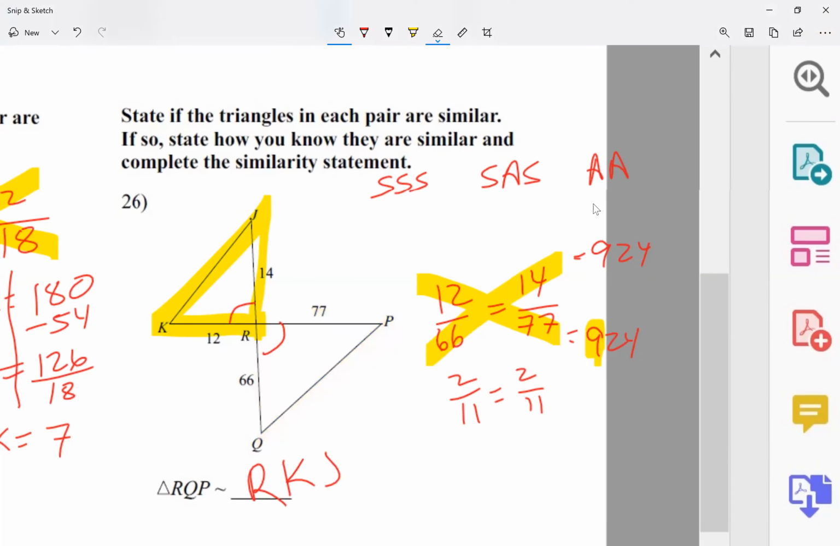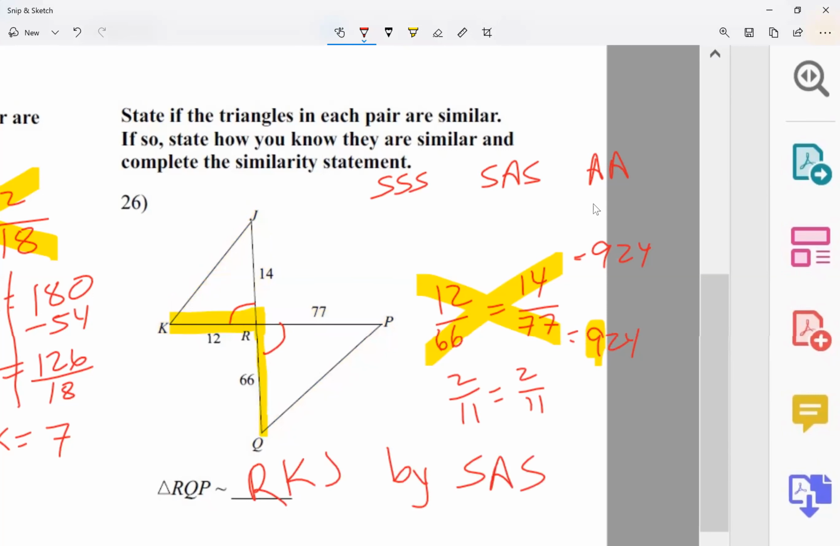Let me explain why. If you notice, the first side here was RQ. That's the small side. So I have to go with RK. So RKJ by side angle side.